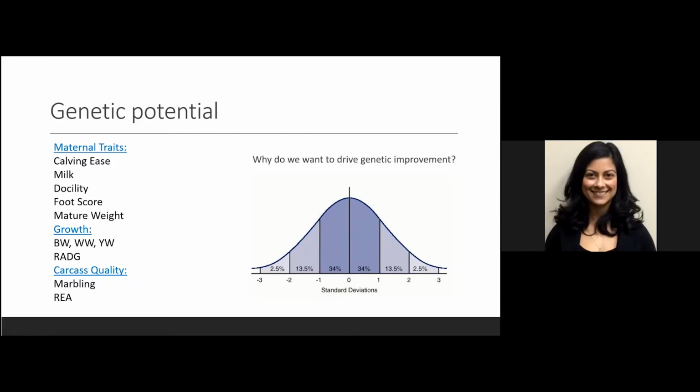And we have genetic evaluations for traits that are maternal, like calving ease. Dr. Windar just talked about the impact of having calving difficulties. We can actually select for genetic potential of better calving ease, of milking ability, docility, better feet, mature weight. We have a suite of growth traits as well as carcass quality. And the point is that every generation should have better genetic potential than the generation before.